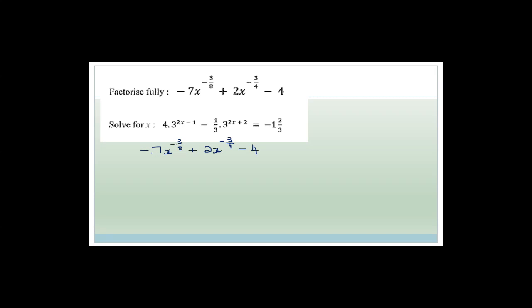Okay, so now if we look at this, this looks very, very scary. But let p equal x to the minus 3 over 4. Then do you agree that p squared would be x to the minus 3 over 4 squared? Oh, that's interesting. I made a mistake.